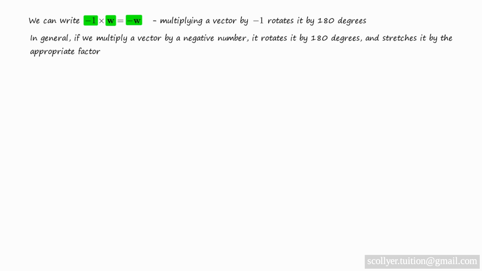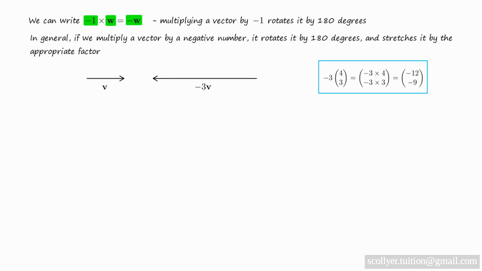If we take a vector w and multiply it by minus 1, we can write minus w as the result in the usual way. And this just says that multiplying a vector by minus 1 rotates it by 180 degrees. And in general, if we multiply a vector by a negative number, it rotates it by 180 degrees and stretches it. So for example, if this is v, then minus 3v is this vector. When we multiply a column vector by a negative number, we multiply each of its elements by that number.